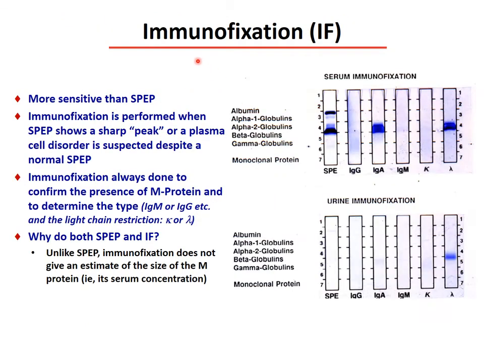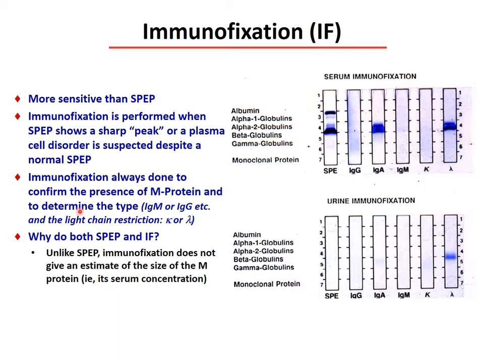The immunofixation is more sensitive than serum protein electrophoresis, and immunofixation is performed only when they do have a peak in the gamma fraction. With immunofixation we confirm the presence of the M protein, plus we can determine what type of immunoglobulin we have, IgM or IgG or IgA or IgD, and especially we can identify whether there is a light chain and what type of light chain we do have.